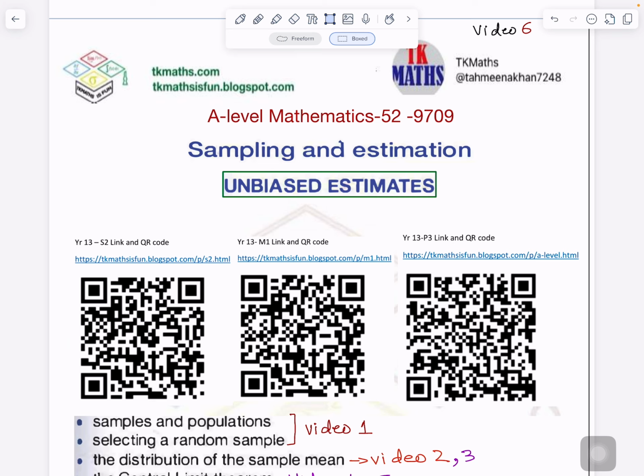This is video number 6 on sampling and estimation. In this video, we will cover the concept of unbiased estimates. This is a part of the syllabus of A-level mathematics, code 9709. You can see here 3 QR codes, which are on the videos of P3, M1 and S2. To view more videos, you can use these QR codes.